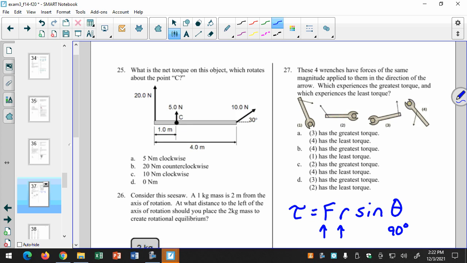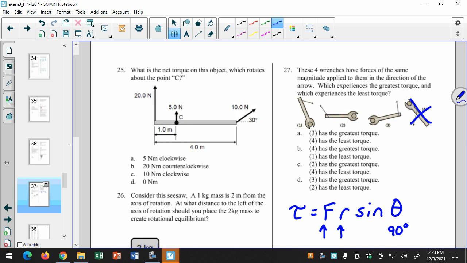So here, what do you think would be the biggest one? I would get rid of 4 because the force is off angle, so that minimizes my torque, and the moment arm is small. So that leaves 1, 2, and 3 as the biggest. Which do y'all think?